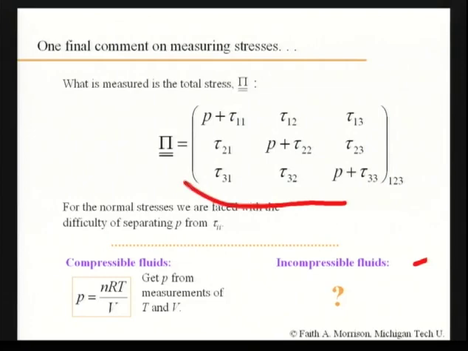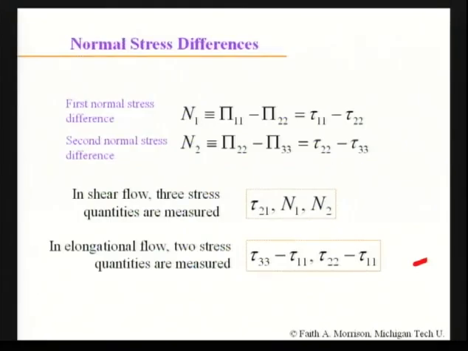This, I think, is a little hard to grasp at first, but not to worry. The take-home message is that the stress quantities that we will be measuring are shear stress, first normal stress difference, second normal stress difference, and in uniaxial elongational flow, we'll be measuring a stress difference related to the flow direction stress and a stress difference related to the neutral directions, which will often be 0.